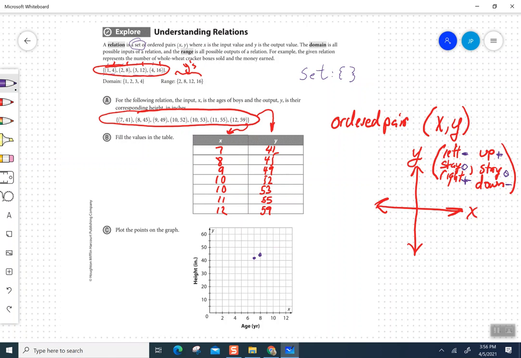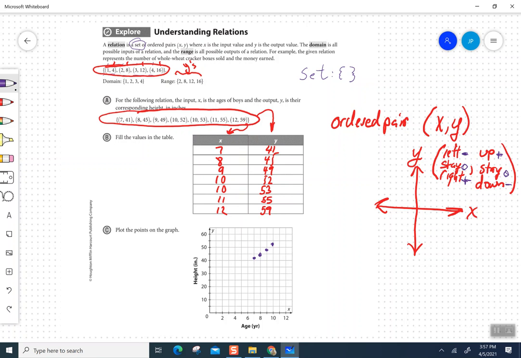The next one's going to be 9, 49. So we go 9 units to the right and 49 units up, which is just below 50. Next ordered pair is going to be 10, 52, so 10 units to the right, 52 units up. That'd be just a tad bit past 50. Trying to make these look like dots, but we're going to do it on decimals here in just a minute.